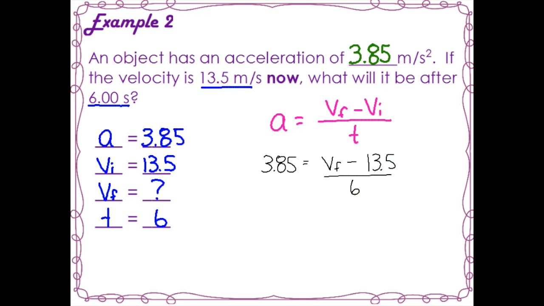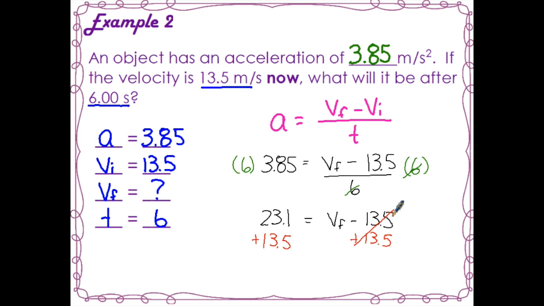I'm going to start by cross multiplying, where I multiply both sides of the equation by 6. And now to get the v final by itself, I need to add 13.5 to both sides. And I get that the final velocity is 36.6 meters per second.